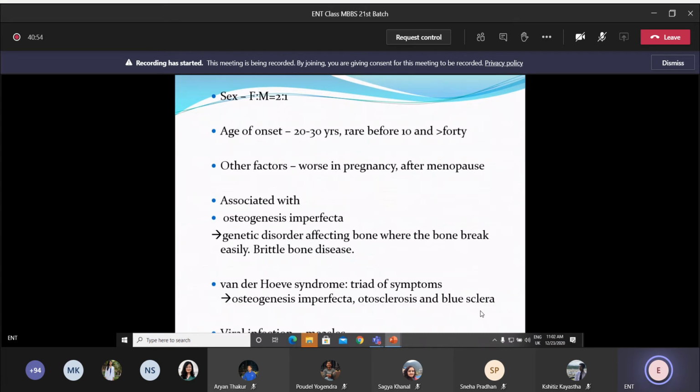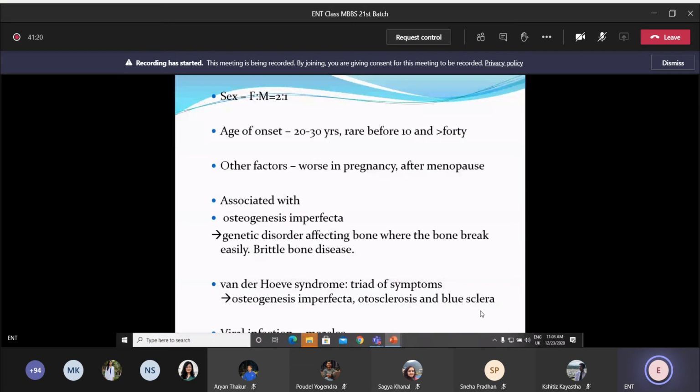This is due to the hormone changes that occur. And it can be associated with some other disease like osteogenesis imperfecta. This is a genetic disorder which affects the bone, where there are multiple fractures of the bones because the bone is brittle, diseased.